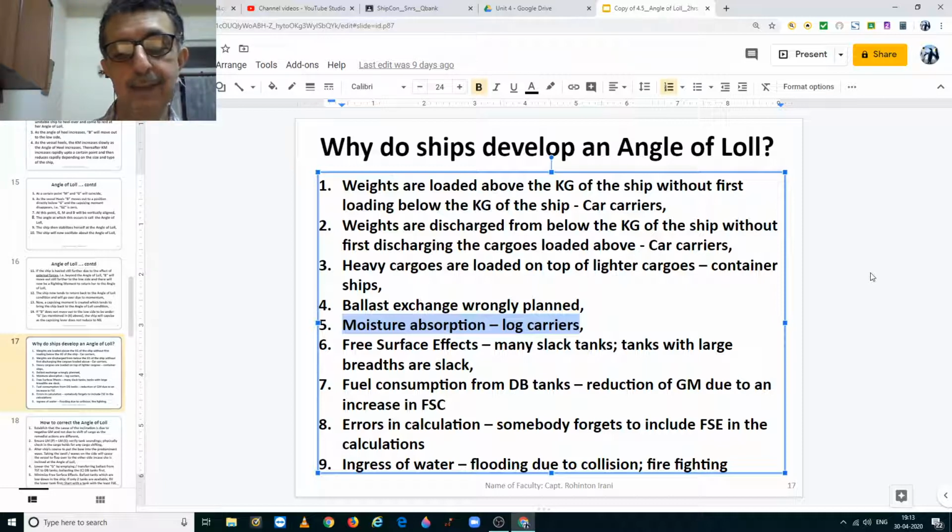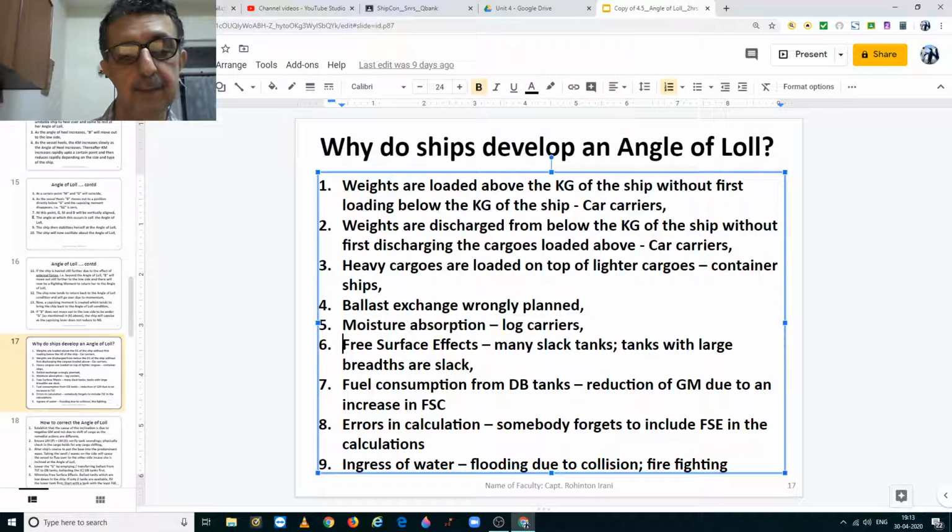Now, once they are at sea and it rains, or in bad weather the sprays come on deck, the logs start to absorb that moisture, thereby increasing the weight above the center of gravity of the ship and reducing her metacentric height. So log carriers are also prone to angle of loll condition.